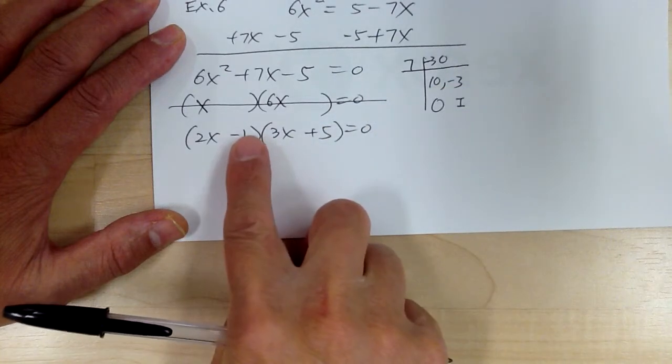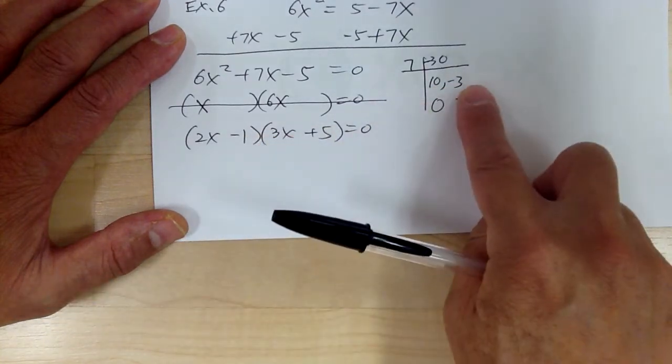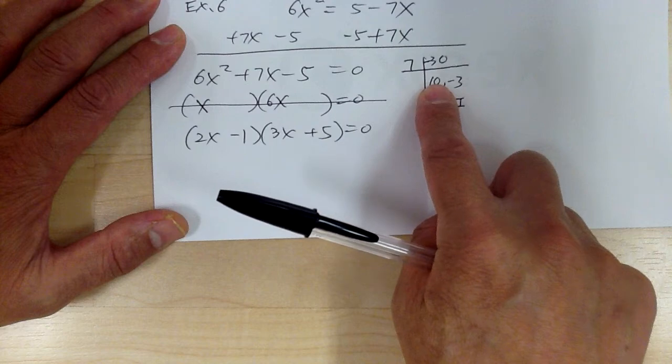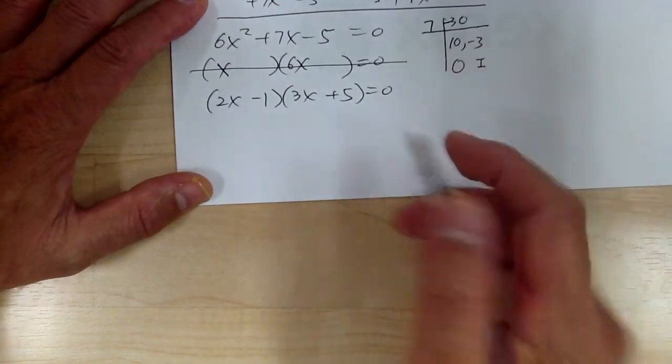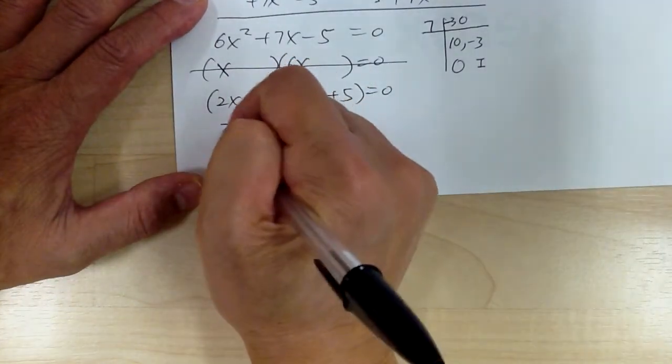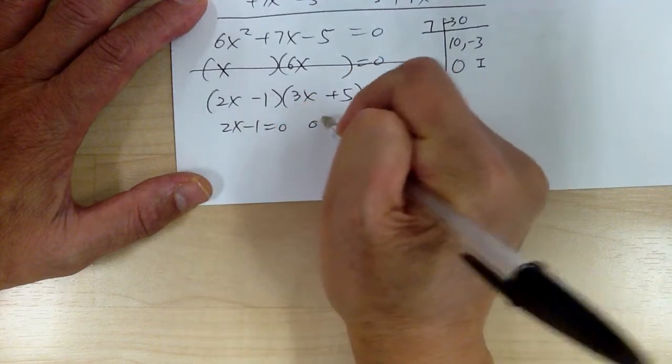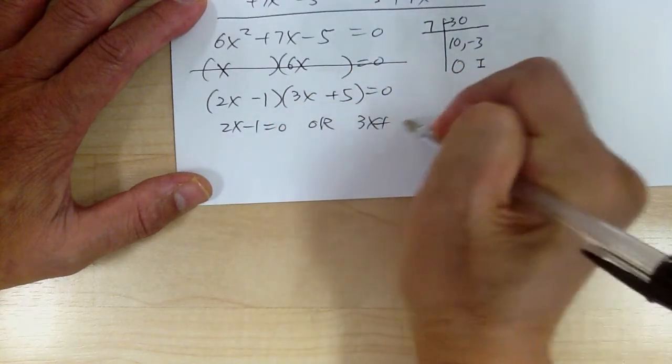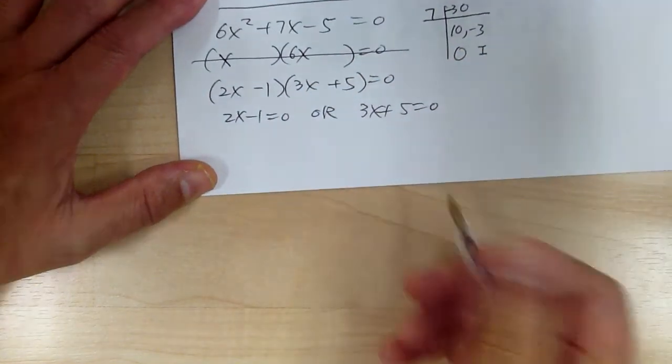So here is your inside: negative 1 times 3 gives you negative 3, and 2 times 5 gives you 10. So now you can go and solve by setting it equal to 0.